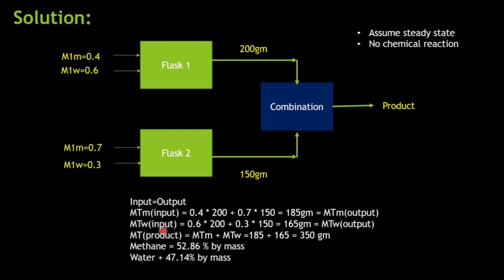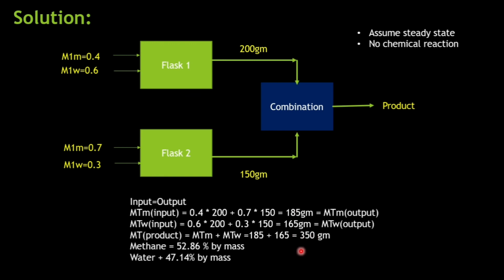Now I'm interested in water. What is the input for water? It is 0.6 of 200 grams, so 0.6 into 200 gram, plus how much water is in flask 2? It is 0.3, so 0.3 into 150 gram. So you get this much gram as output. So now this product will contain 185 grams of methanol and 165 grams of water. The total will be the mass of methanol plus the mass of water, that is 185 plus 165, which is 350 grams.